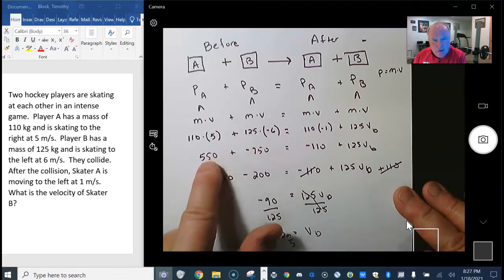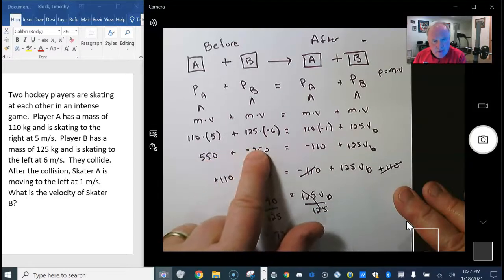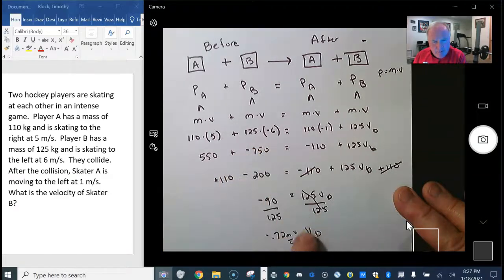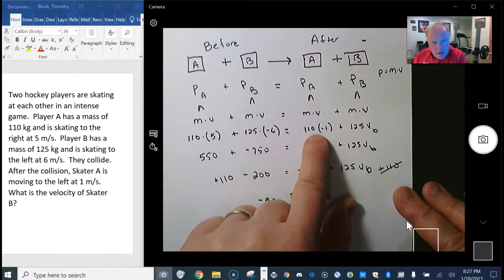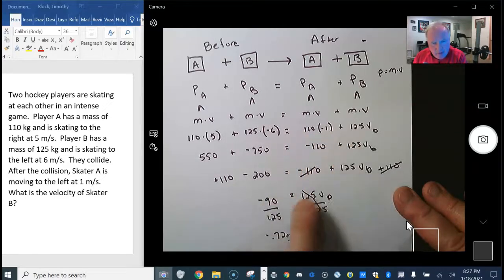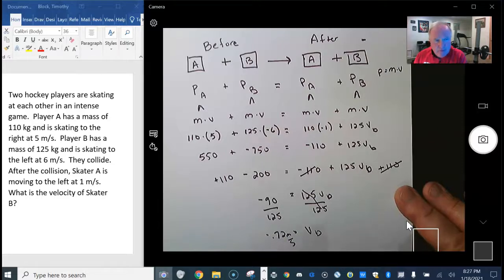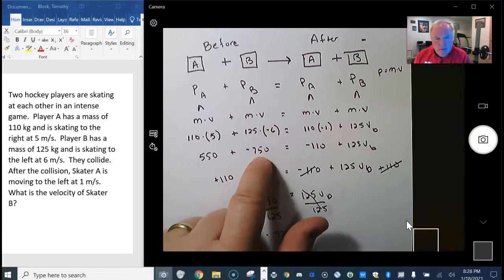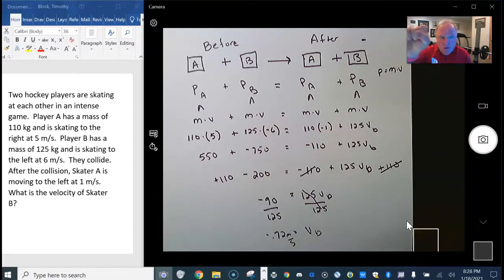So when these two collide, player A was going to the right, player B was going to the left, it's likely that we could predict that both of them would be moving to the left. And that's what happened, right? Player A went to the left at 1, and player B went to the left at 0.72. And so the collision came in together like this, and then the two of them went like this fairly slowly afterwards. And that would be fairly predictable, given the fact that player B had more momentum, and so it's likely that the collision would go to the left.